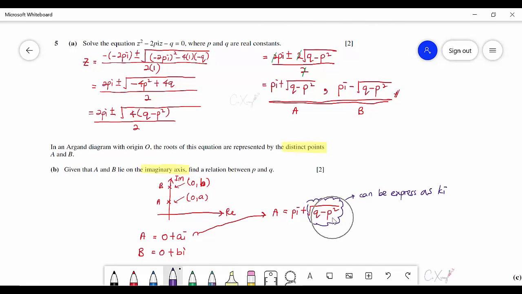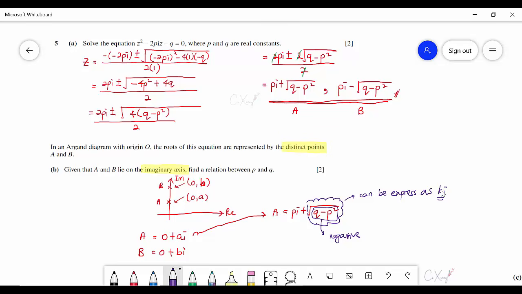All right, so to make this one into KI, you have to make sure that the terms inside the square root must be negative. Because if you have a negative, then later when you rephrase it, you will have square root of -1, which you can rephrase as I.